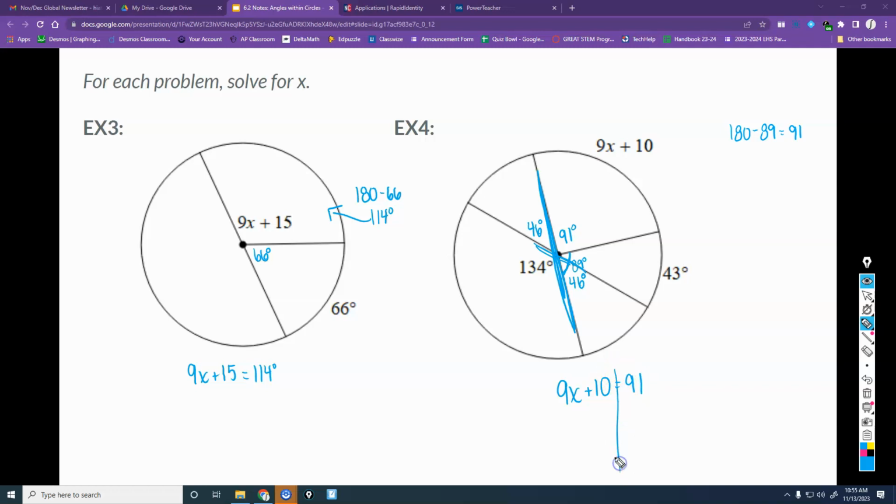Let's go ahead and solve this one. Subtract 10. 9x equals 81. Divide by that 9. X is going to equal 9 for this. Okay. There are a lot of ways that you can get to that 91 right there.